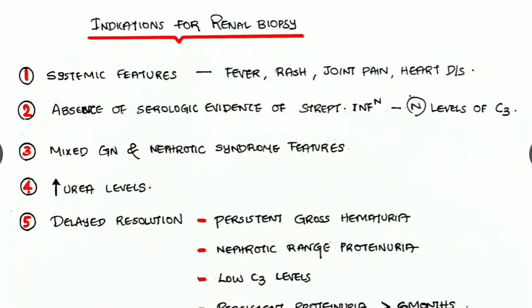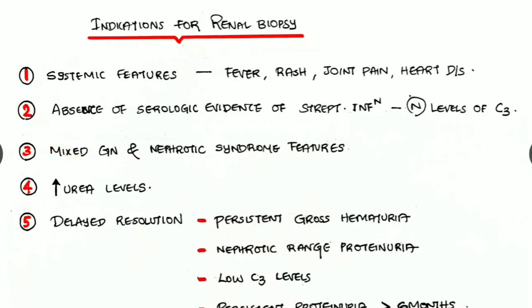As part of the investigations, we have to do renal biopsy, and let's see the indications for renal biopsy. First of all, if there is any systemic feature like fever, rash, joint pain, heart disease, etc., which can be due to other diseases like acute rheumatic fever or SLE-like conditions. Second, absence of serological evidence of streptococcal infection, like normal levels of C3. We expect very low levels of C3 in a pure AGN due to post-streptococcal infection.